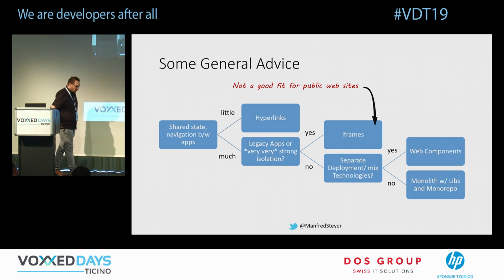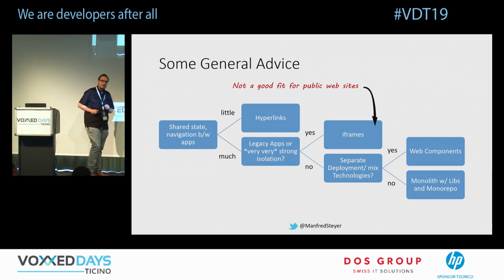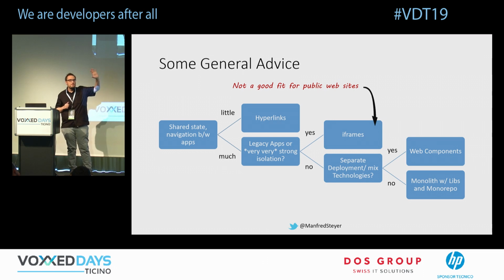Of course, now I'm a very nosy person. When you look at this decision tree, when you think about your current application, about your current project, who thinks that using hyperlinks is the best approach here? Okay, one person. Who thinks that using iframes is the best approach here? I'm not looking, I'm promising, I'm not looking.